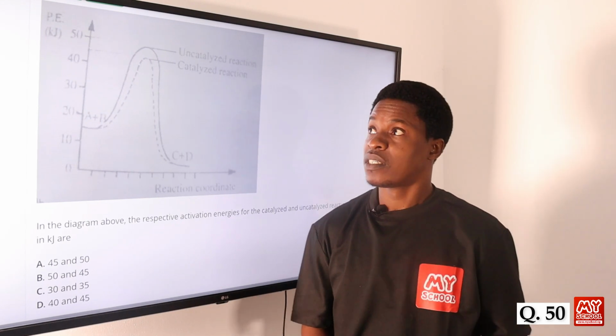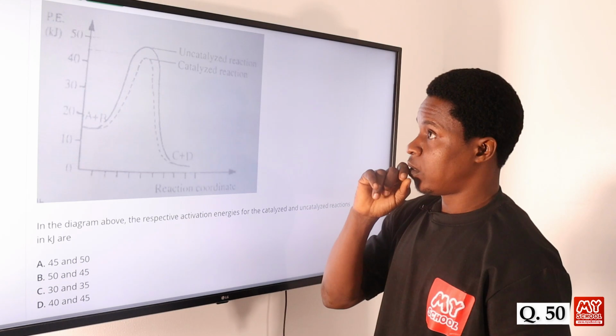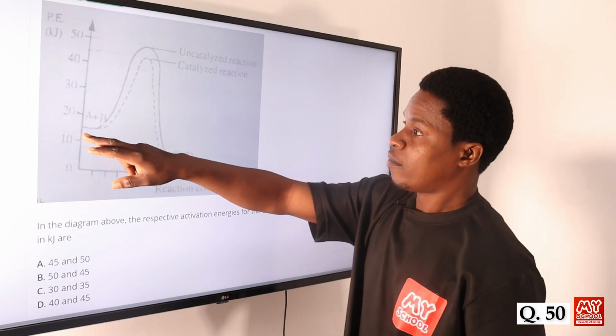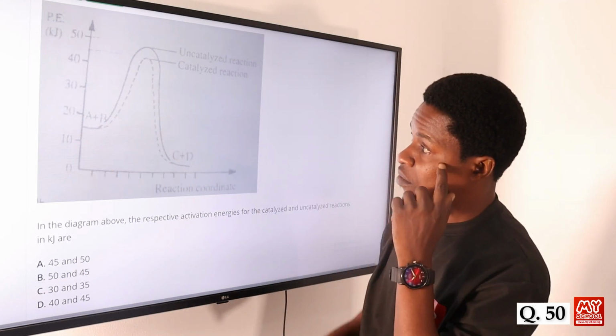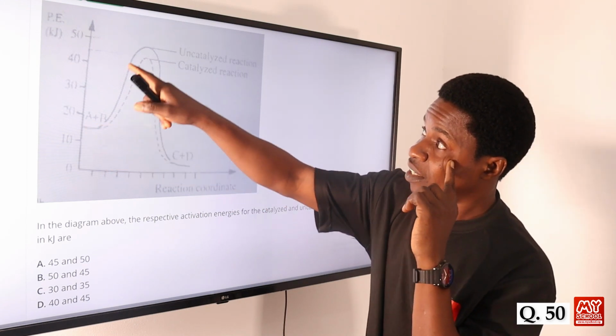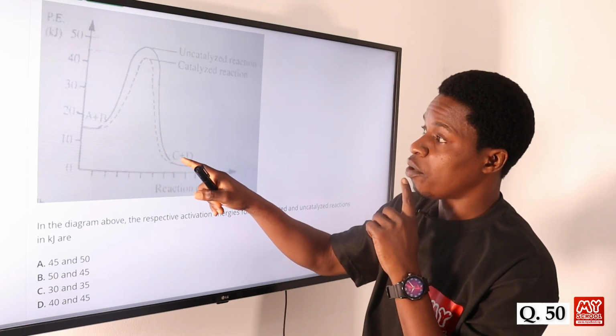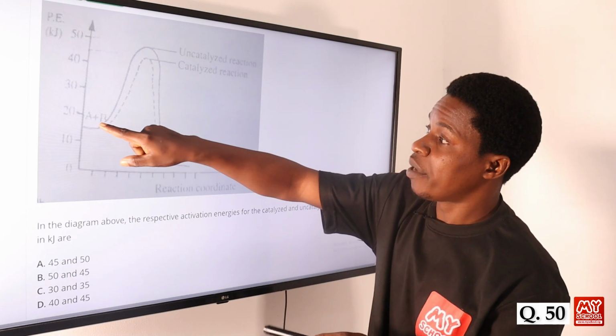Question 50. We have a diagram here. This is the reaction curve. We have the reactant here, A plus B, eventually going up to form the product. This is C plus D here. So you can see we have two curves here.